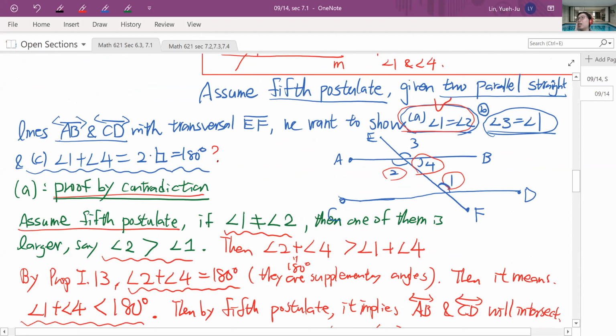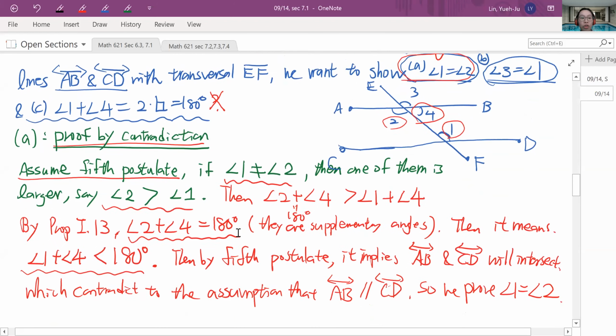This is exactly what I meant, that you should be careful, don't get into the loop, right? We want to prove A, and C is not proved yet. So you cannot use the conclusion from C. Be careful about the logic here. We are going to use the conclusion of A, which we just proved, to prove part C. So you should not use C.